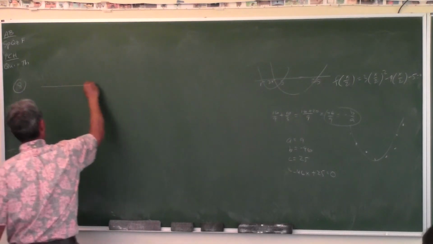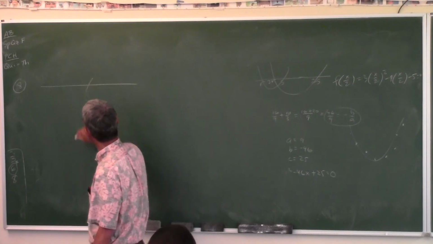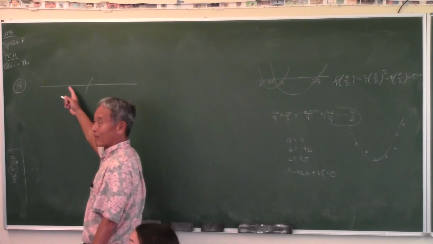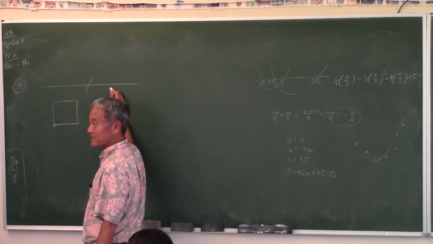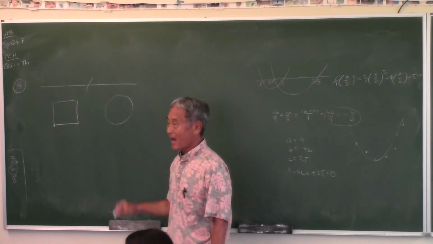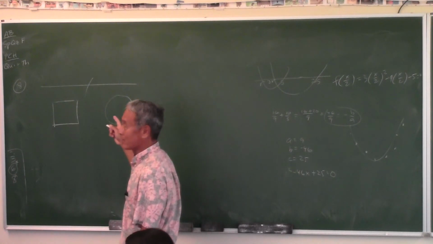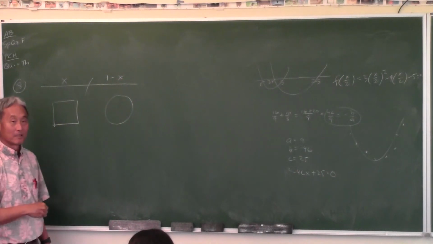Okay, here is a wire. It is 1 meter long. I'm gonna cut it into 2 pieces. The first piece is bent into a square. The second piece is bent into a circle, like that. You guys understand the problem? X represents the amount of wire used to make the square. Therefore, wouldn't that be 1 minus x?